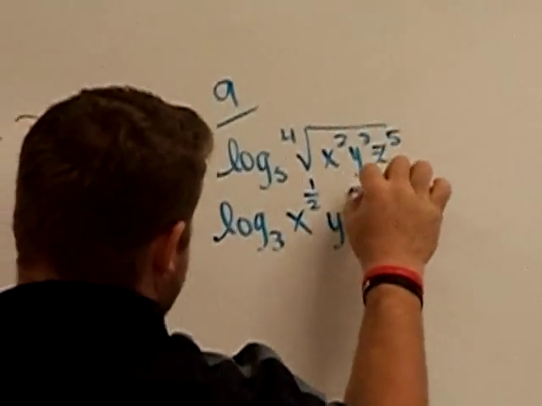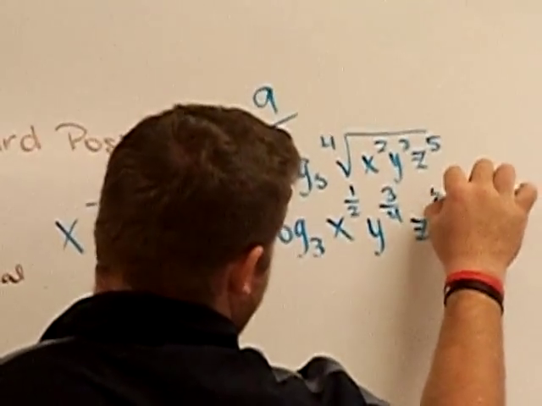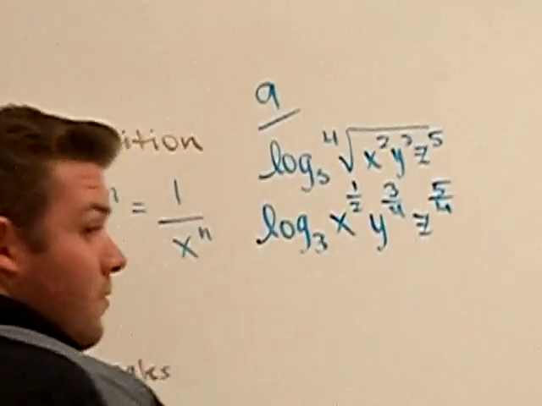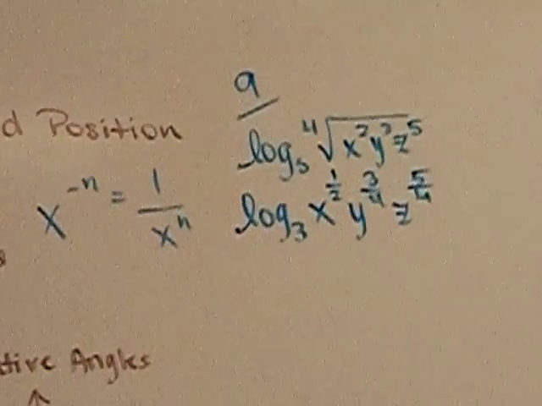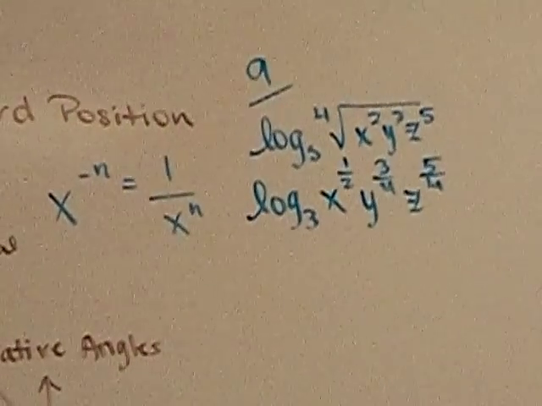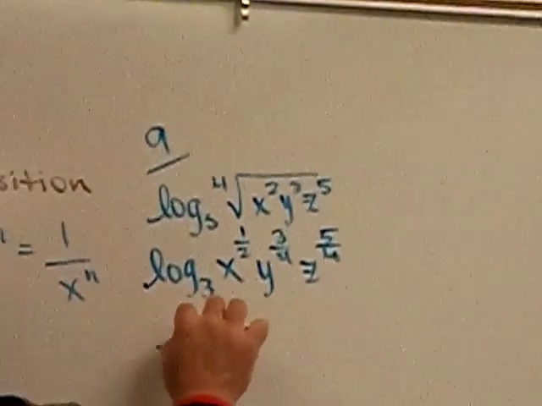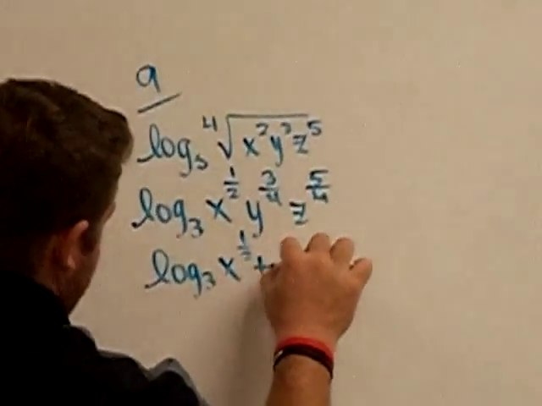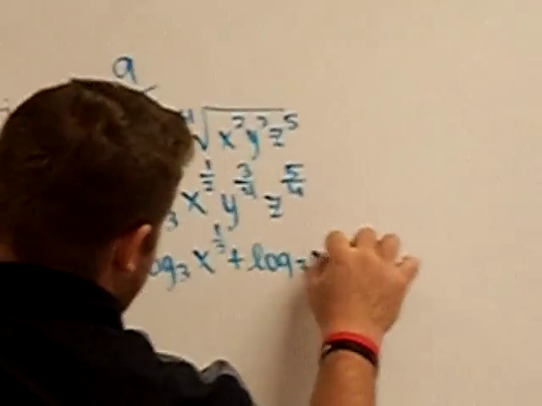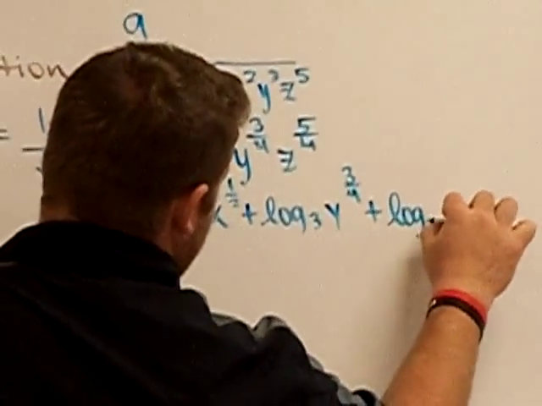Y is raised to the 3rd power, taking the 4th root. Z is raised to the 5th power, taking the 4th root. All right? Now I can easily expand. I use the product rule. I'm going to take log base 3 of x to the 1/2 plus log base 3 of y to the 3/4 plus log base 3 of z to the 5/4.